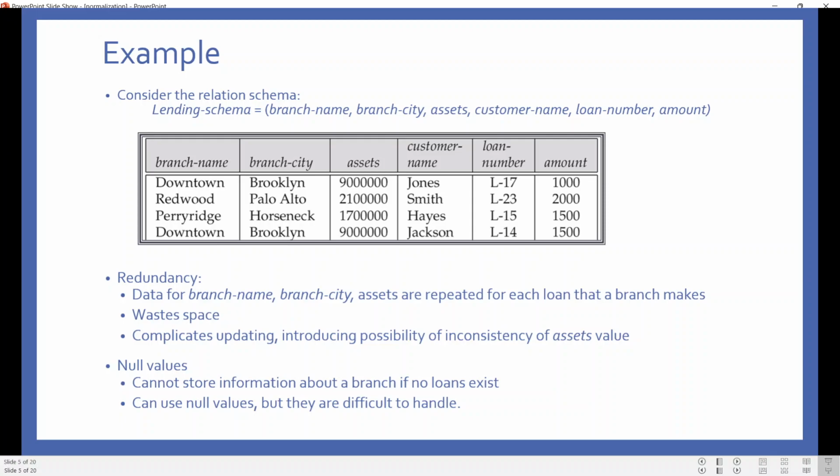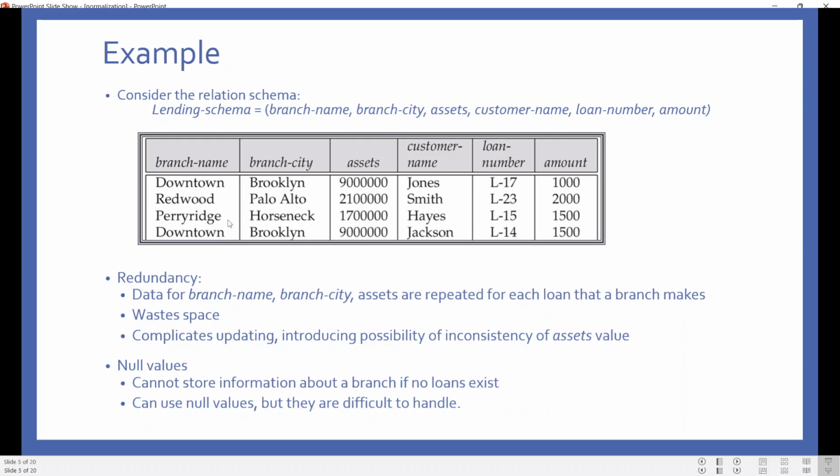Now let's talk about insertion. Suppose I am adding a new branch name into the table. But if I don't have any loan number or customer name associated with it, then I'm not able to add the branch name here, because for this tuple the remaining values become null. That is called insertion anomaly.